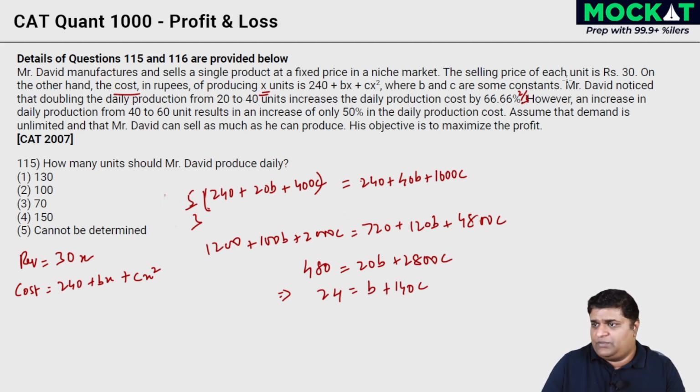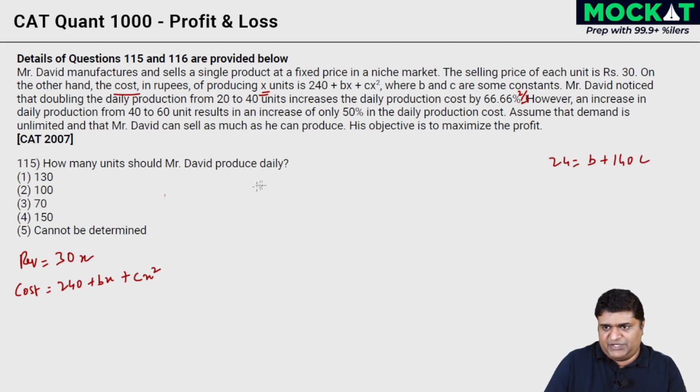Okay. Now, next up, what do we have? However, an increase in daily production from 40 to 60 units results in something else, right? An increase of only 50%. Okay. Looks like there's one more equation. Let me just clear some space and write this 24 equals B plus 140C over here. Okay. Now, at 40 units, what's it going to be? We just wrote it down. So, 240 plus 40B plus 1600C equals something. All right. So, 60 units means it's going to be 240 plus 60B plus 3600C.